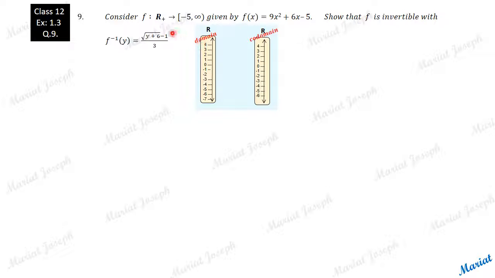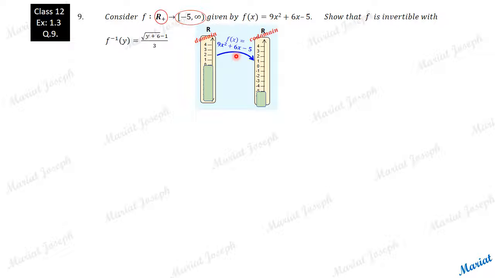Domain is only R plus, which means only positive real numbers. All the negative numbers are to be avoided. And the codomain is an interval from minus 5 to infinity. So all numbers below minus 5 should also be avoided. This is the domain, this is the codomain. And the rule given is 9x square plus 6x minus 5. Any element, its image is calculated by this rule.